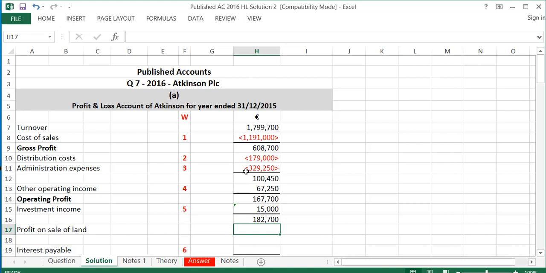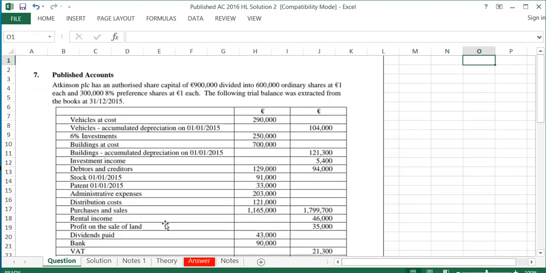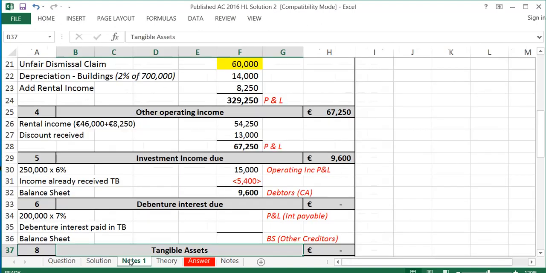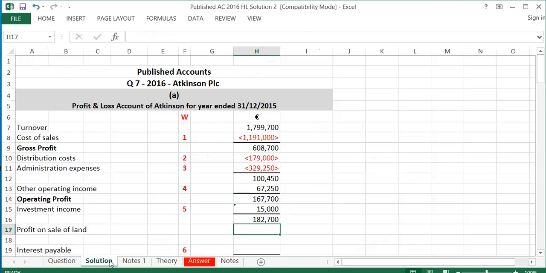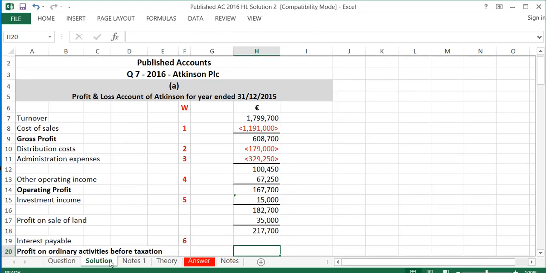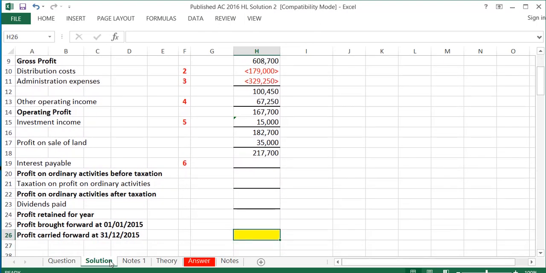Then I have to add in my profit on sale of land. So the profit on sale of land I can get from the trial balance. If I go back to my trial balance, I'll see the profit on sale of land of 35,000. That will go in here also. And again, that has to be disclosed on a line of its own in the accounts. So that leaves me with 217,700.